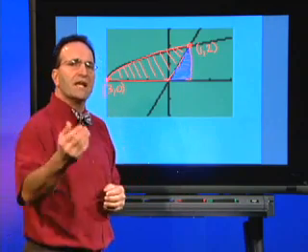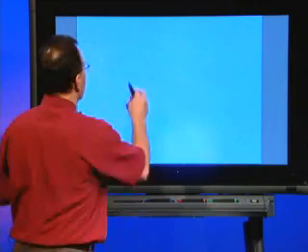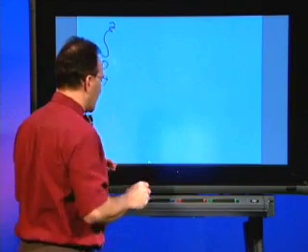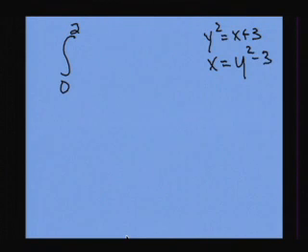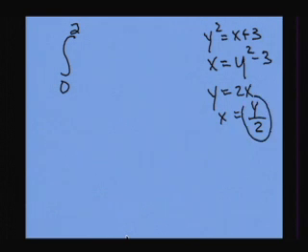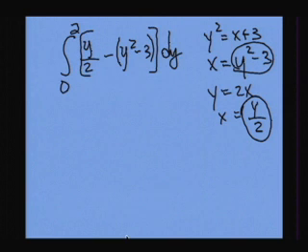Let's actually look at what happens if I do it with respect to y. What I would have then is the integral from 0 to 2, and my curves. Remember, my curves that I started with were y squared equals x plus 3. That would give me x equals y squared minus 3. And my other curve was y equals 2x. So that would give me x equals y over 2. So I would need to take y over 2 and then subtract y squared minus 3. And I would integrate it with respect to y.